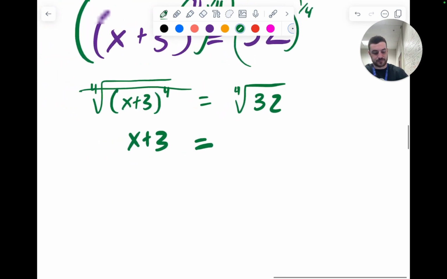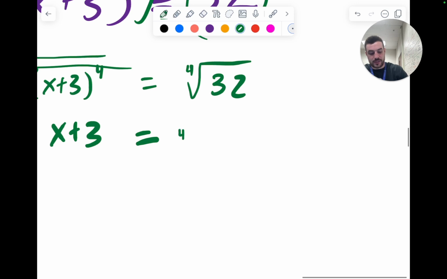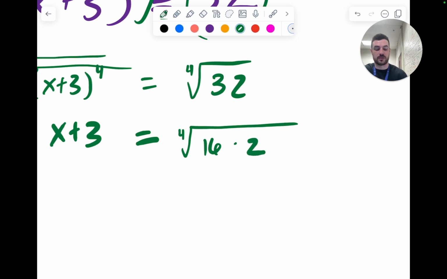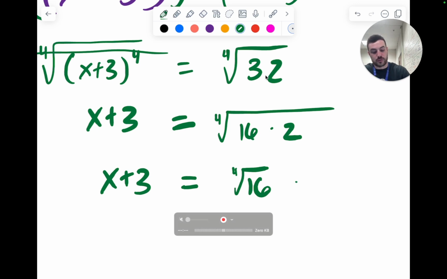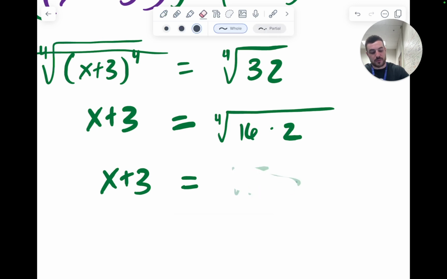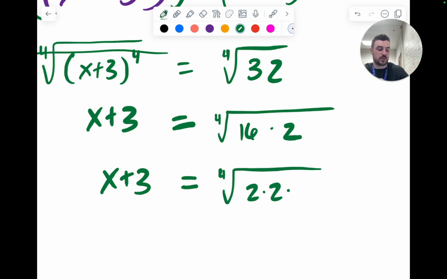Well, that's a little bit more complicated here because I don't think that is going to simplify evenly. So I need to break up 32 into factors here and try to find a group of 4. Well, I know that 32 is really 16 times 2. And I also know that I can simplify the 4th root of 16, but I can't simplify the 2. And the reason for that, and let me maybe rewrite it as such, is 16 can be written as 2 times 2 times 2 times 2. We can't forget we've got that extra 2.